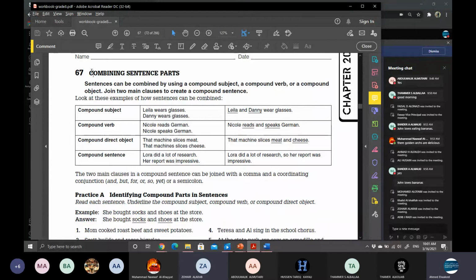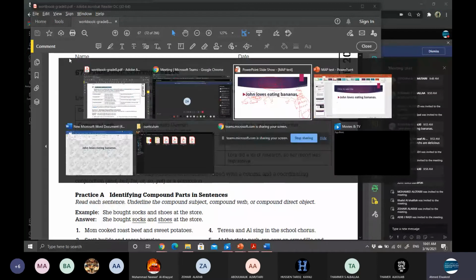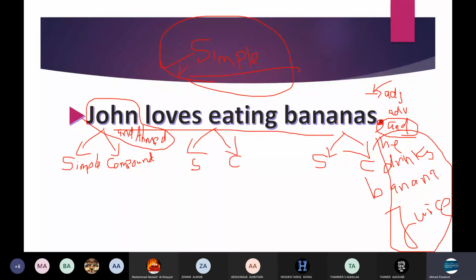Okay, that's awesome. So once again, today we are speaking about how to combine the sentence parts. Any sentence can be simple, compound, complex, or compound complex, right? If you are dealing with a simple sentence, like John loves eating banana, that's a simple sentence. This sentence can have what? A simple subject like John alone, or we can add another one performing the action verb like John and Ahmed. So that becomes a compound subject.